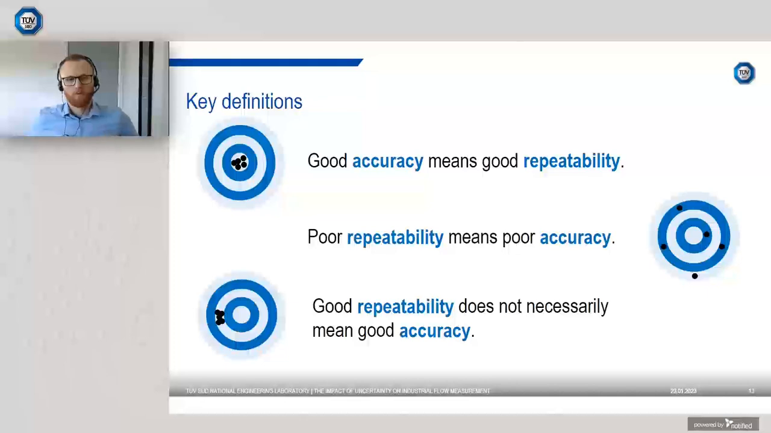On the top left, you can see a device. It has good accuracy. If something has good accuracy, it consistently needs to be close to the true value, and hence that must mean good repeatability. If you have poor repeatability for a device, you will have poor accuracy. You may strike lucky with one or two measurements, but if it's not repeatable, it will be close to the true value for some, perhaps, and not close for others. Finally, good repeatability doesn't necessarily mean good accuracy. You can have results that are very repeatable, but not close to the true value.